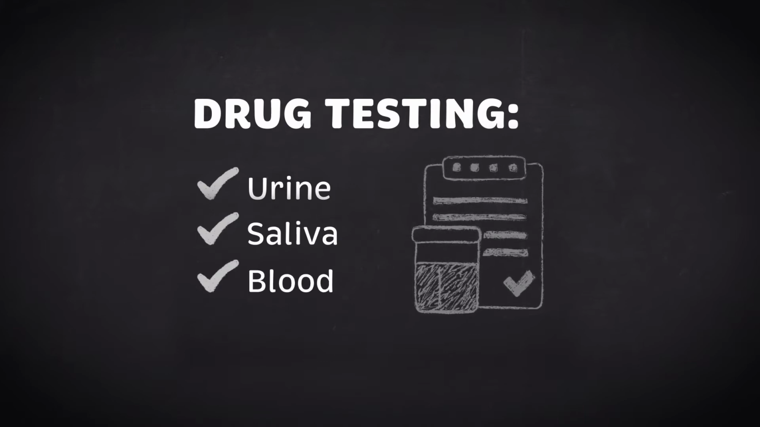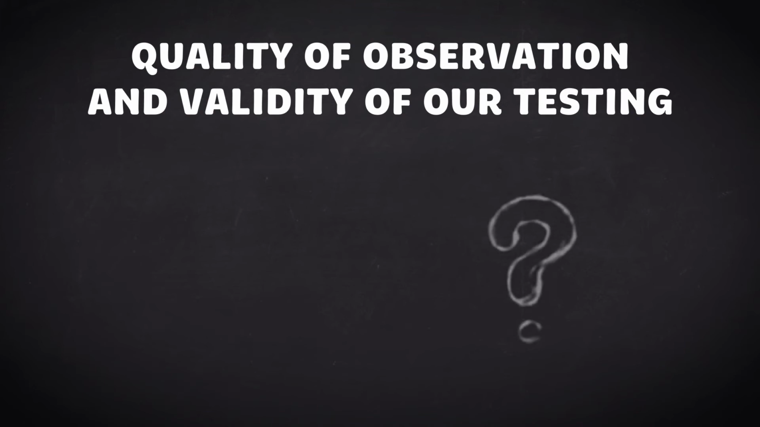We correlate the results with the patient in front of us. We rely on the results to help us make clinical decisions on dosing, levels of care, and take-home stability. There may be variance on how OTPs make decisions based on drug testing. There may be variance on the quality of observation and validity of our testing.